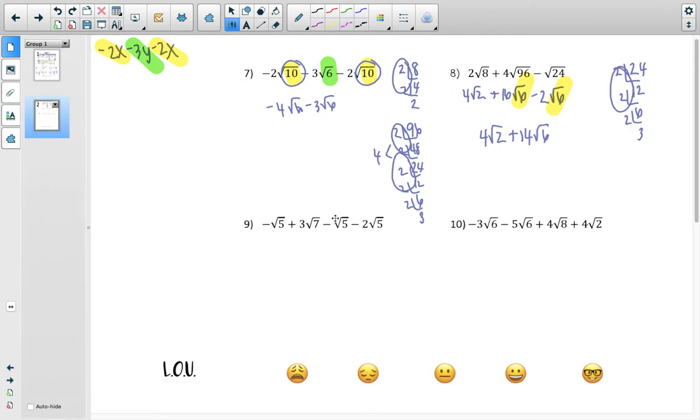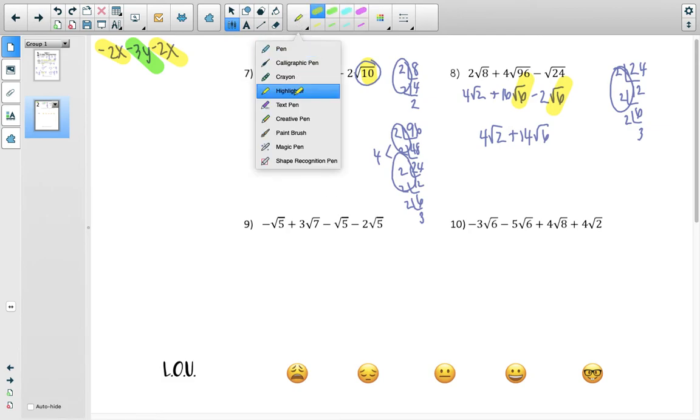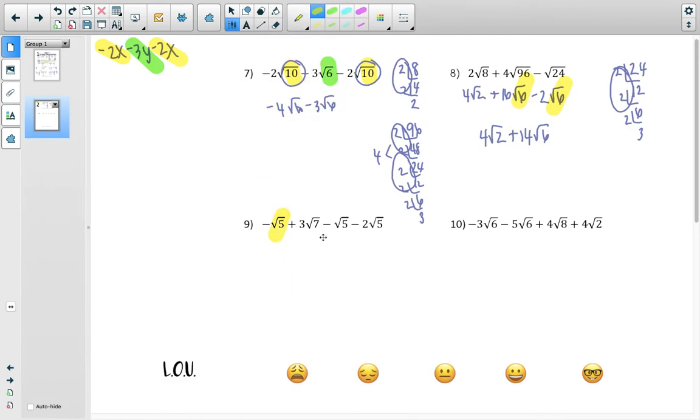All right, so now we're on to number 9, radicals, and you notice you have a square root of 5 here, and a square root of 5 here, and square root of 7. So you're literally just going to take negative 1 minus 1 minus 2. So it's really negative 1 minus 1 minus 2. So that's negative 2 minus 2 is negative 4. So we have negative 4 square root of 5 and 3 square root of 7.